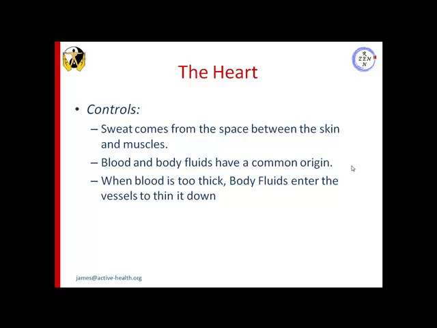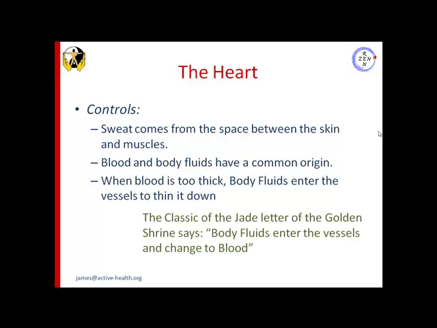A deficiency of heart qi or heart yang, let's say, may often cause spontaneous sweating, whereas a deficiency of heart yin may cause night sweating. So the heart controls sweat. Spontaneous sweating would be an association with the heart, although it can also be associated with other zang fu as well. The Classic of the Jade Letter of the Golden Shrine says that body fluids enter the vessels and change to blood.